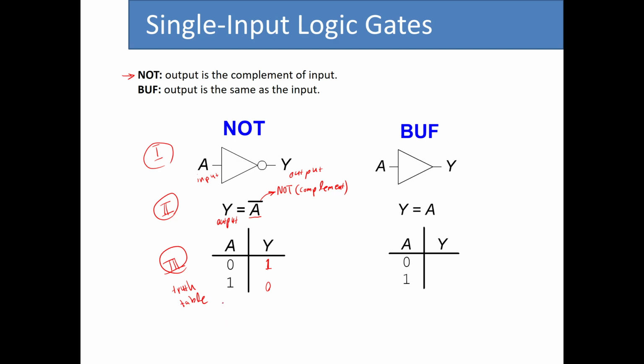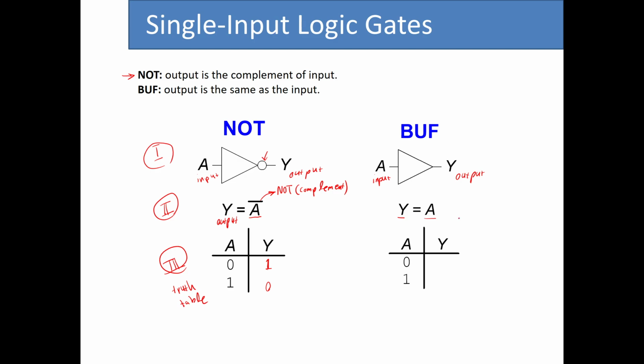Now let's go through the three different representations of the buffer gate. The symbolic representation of the buffer gate is a triangle without the circle at the end. Here again we have the input on the left, and the output to the right of the gate. As for the Boolean equation representation, we have Y = A. That means that whatever the value of A is, Y will be the same value.